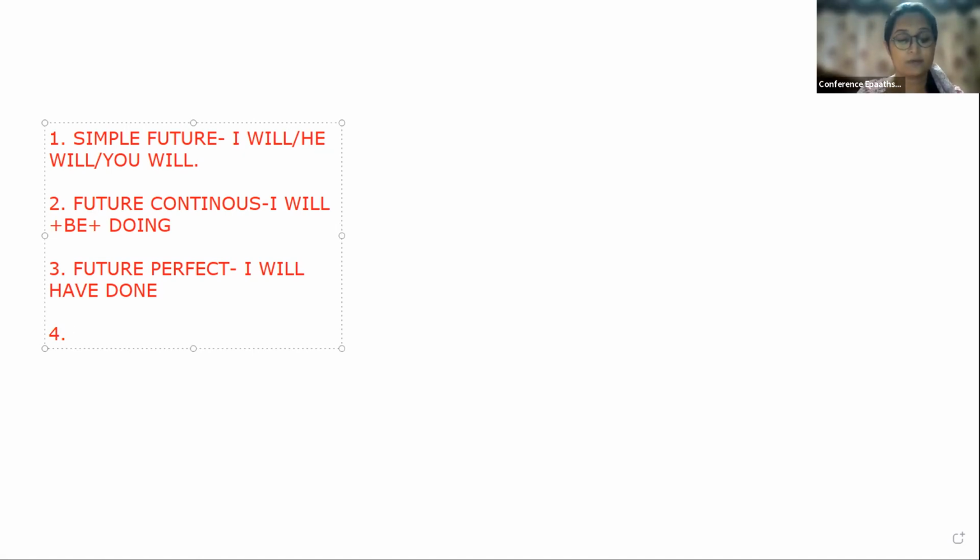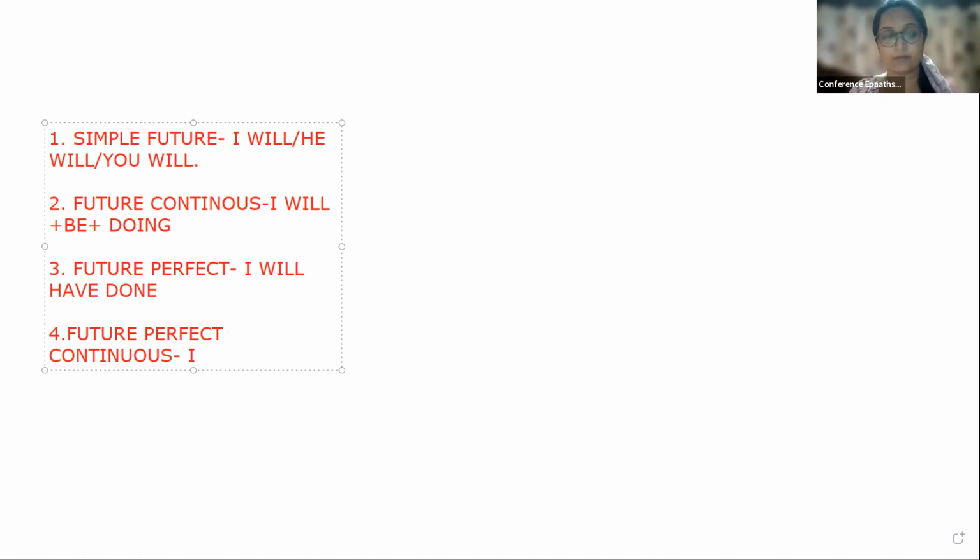Future perfect continuous. So we don't use all these forms very much, like future perfect continuous. So I will have been doing. This will be the form. So the subject plus will or shall plus has or have plus been plus the ing form of the verb. So this is the form.